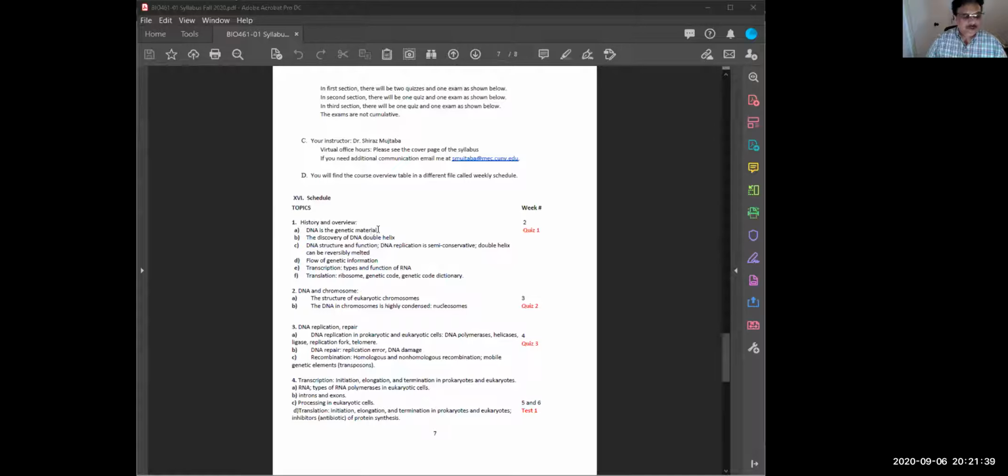DNA is the genetic material, the discovery of the DNA double helix, DNA structure and function, DNA replication, semi-conservative mode, and the DNA double helix can be reversibly melted. Then the flow of genetic information: transcription, translation, and genetic code.